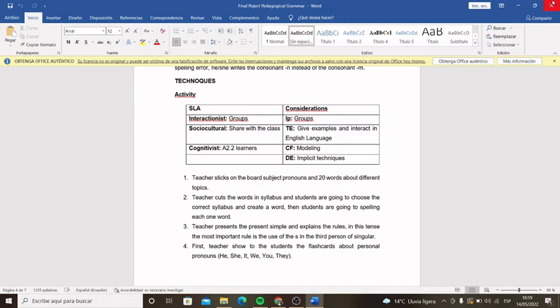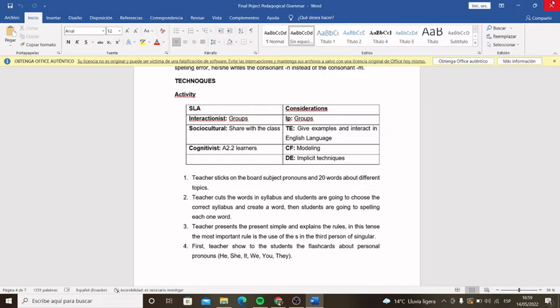The teacher, before the activity, cuts the words into syllables, and students are going to choose the correct syllables and create a word. Then, students are going to spell each word. In this activity, they are going to know how to write the words, and also they are going to recognize the syllables and the words that they are going to write, and they are going to create a word.